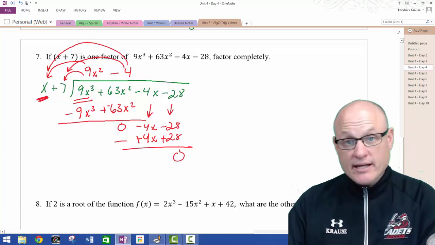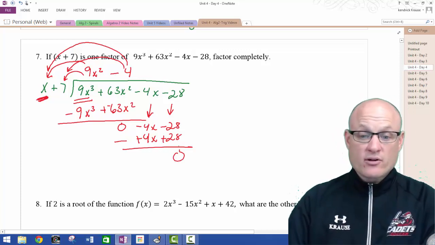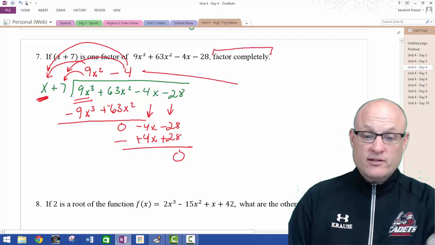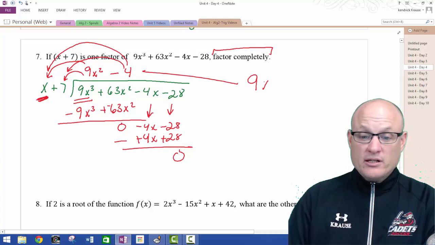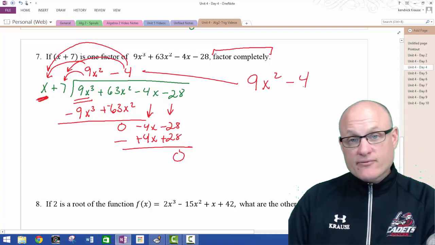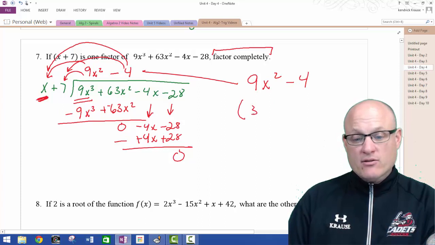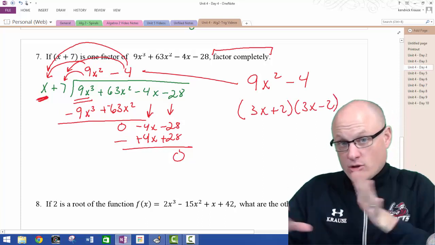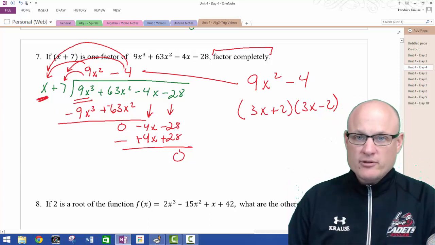But you're not done yet, because it says, what are the other things? Factor it completely. What are the other two factors? So I'm going to take this over here. Hopefully, you've done some of my earlier lessons, and you realize, oh yeah, that's the difference of perfect squares. I could factor that to 3x plus 2, 3x minus 2. Done. That's it. No more. That's it. 2 left.